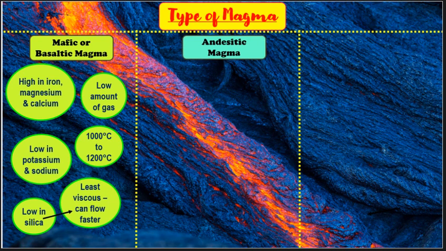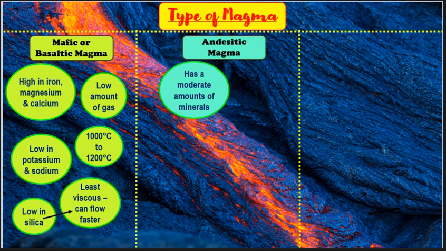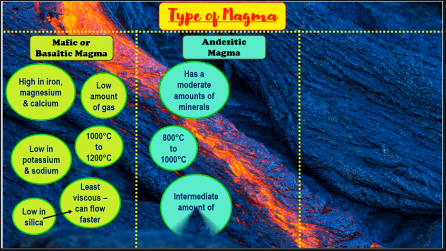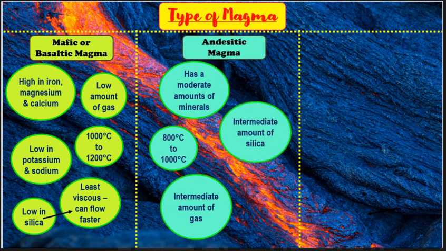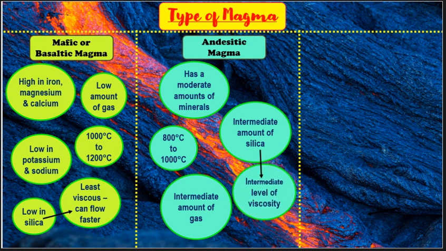The second type is the andesitic magma. It has a moderate amount of minerals. The temperature ranges from 800 to 1000 degrees Celsius. Intermediate amount of gas, intermediate amount of silica, meaning to say it has an intermediate, or average, level of viscosity only. And the last type of magma is what we call the felsic or rhyolitic magma.